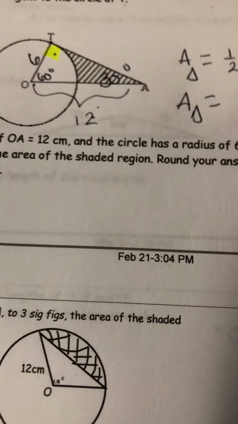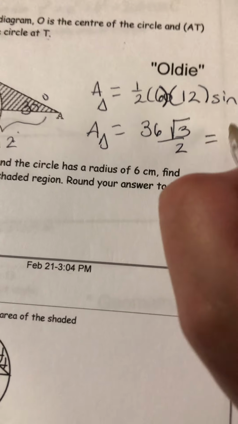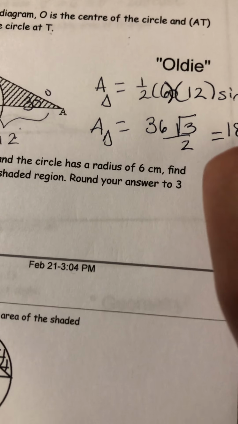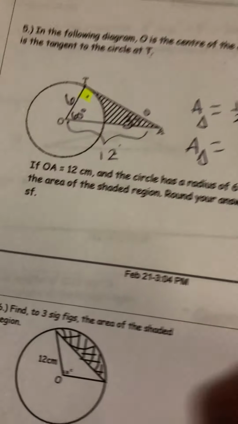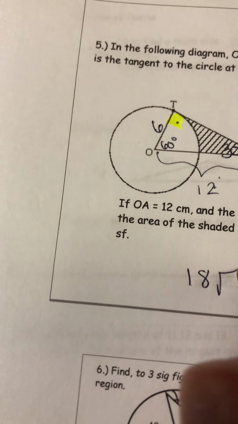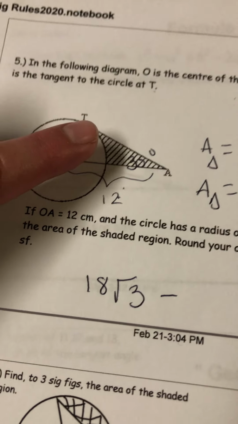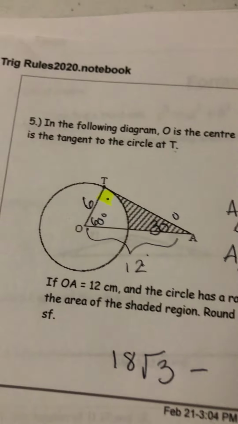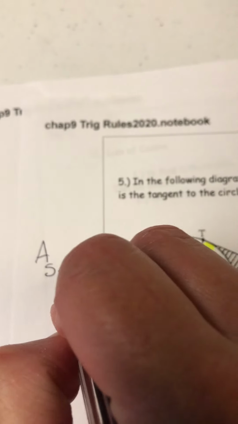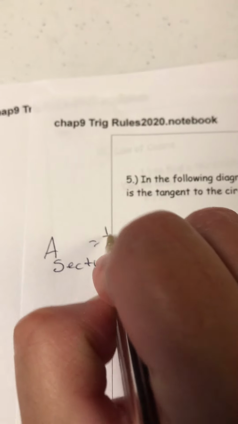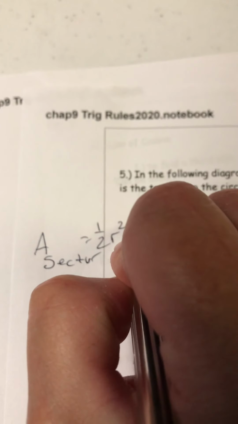Now, it did give me permission to round, and 36 square roots of 3 over 2 is exactly 18 square roots of 3. So I'll hold on to that because I know that that triangle is larger, but I'm going to have to subtract the area of this sector. Oh, we did that back in March, right? The area of the sector, if you recall, is 1/2 the radius squared theta.